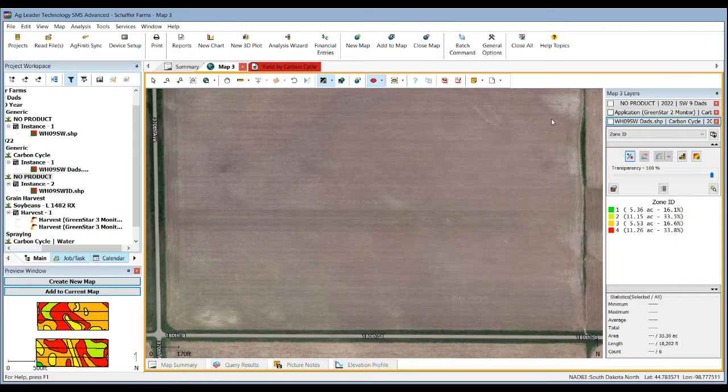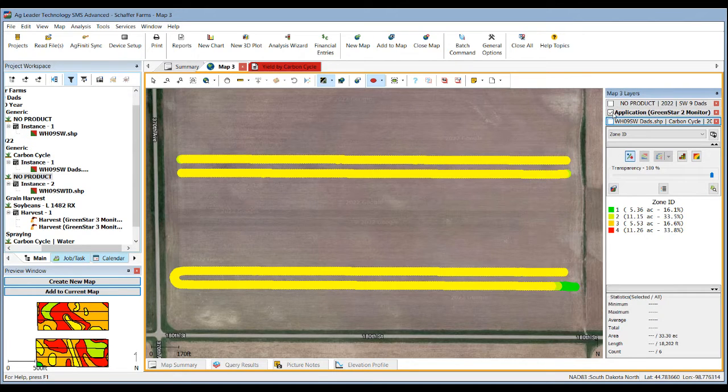I don't know. So what we had the customer do was spray and record areas in several soybean fields this spring. And this is one of the fields that they did. So this is where the Carbon Cycle was sprayed. It was a standalone pass. It was an experiment. We recorded it.